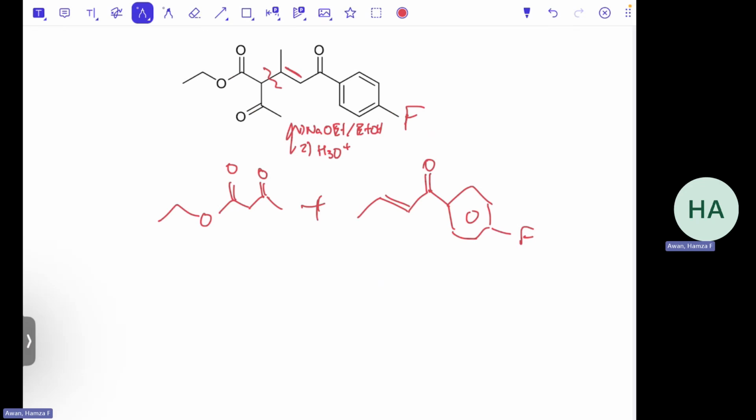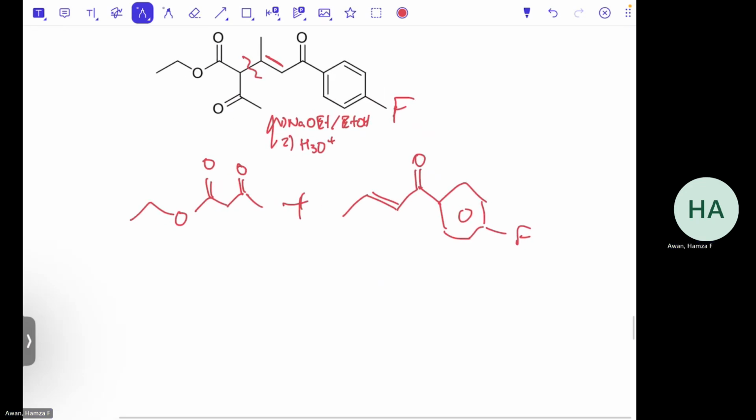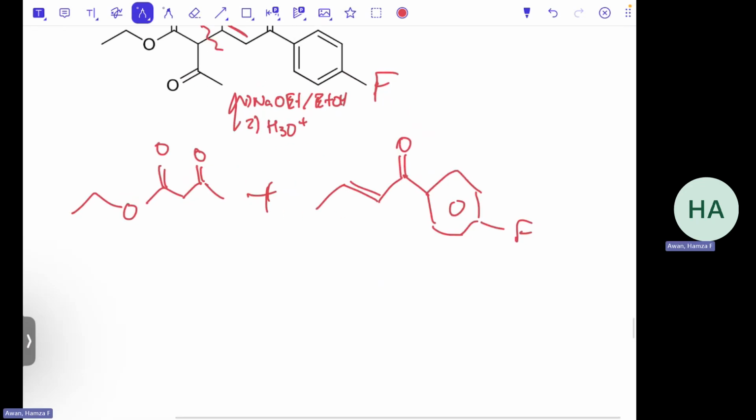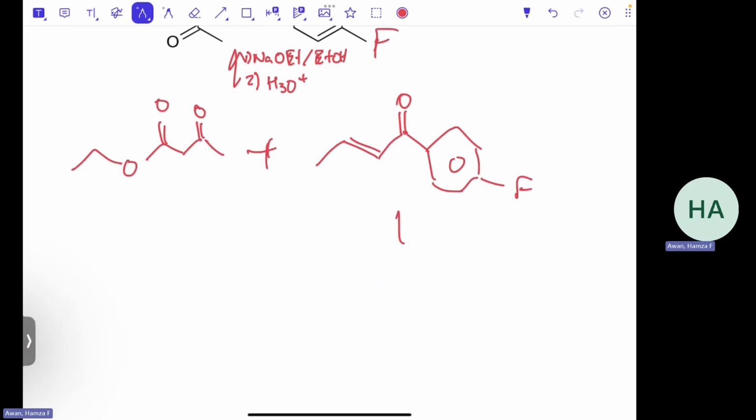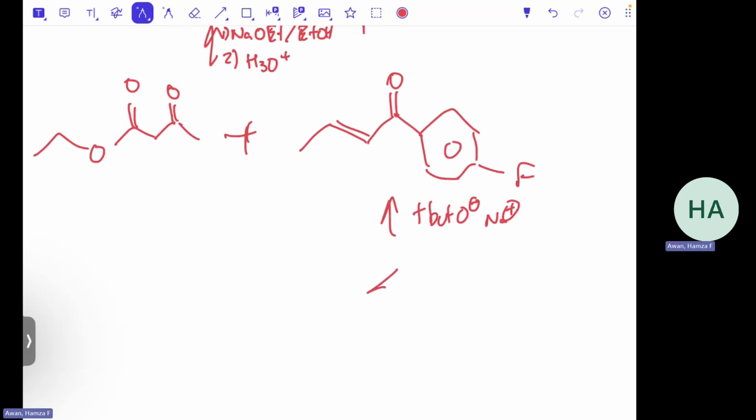So I guess we'll start with the Michael acceptor. Whenever we start with this, our first step is we want to get rid of that double bond. So what we can do here is use t-butoxide to form the double bond, so an E2 reaction.